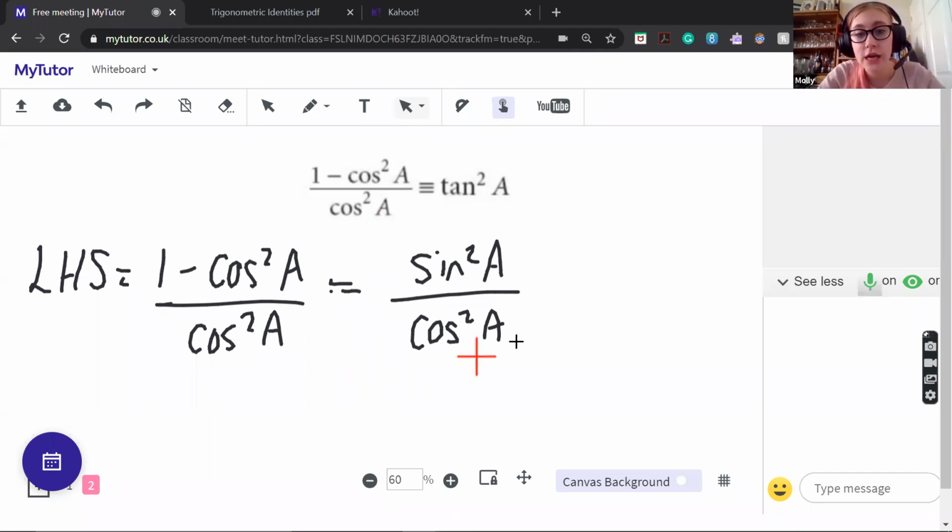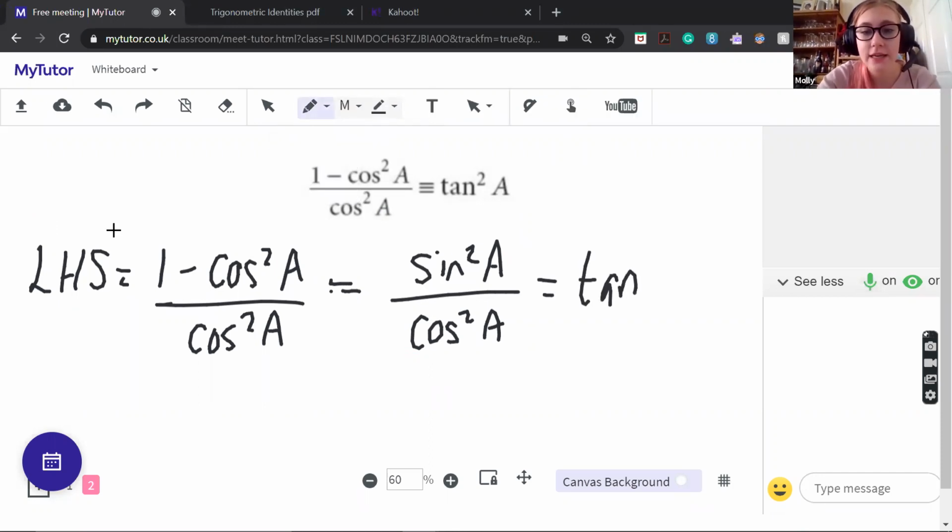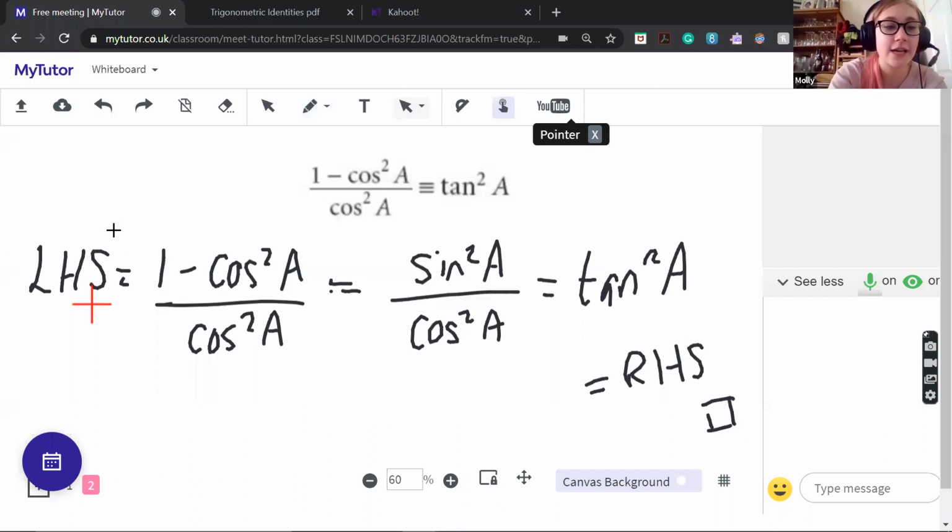Now that we've got sine squared A over cos squared A, we basically just write the last step. Because if sine over cos is tan, then sine squared over cos squared is tan squared. We just square each bit of the equation. LHS just stands for left-hand side. So from that identity, it's tan squared A. And then I always finish it off by saying which equals right-hand side. Because then what you can read is left-hand side, some maths, equals right-hand side. So that's what the proof is.